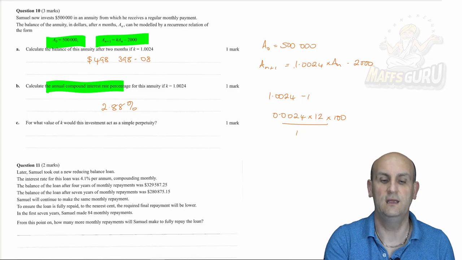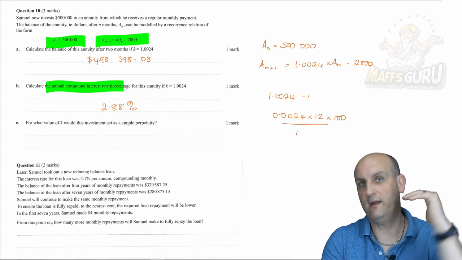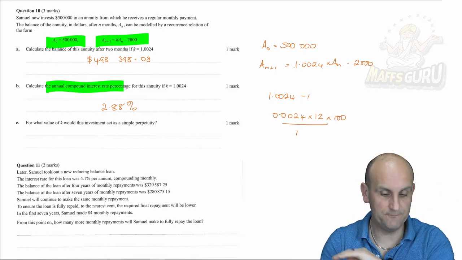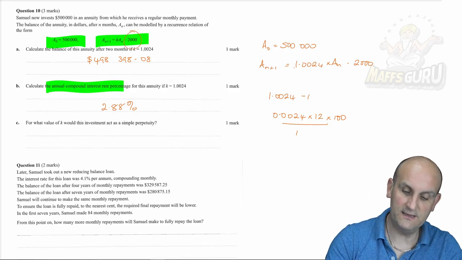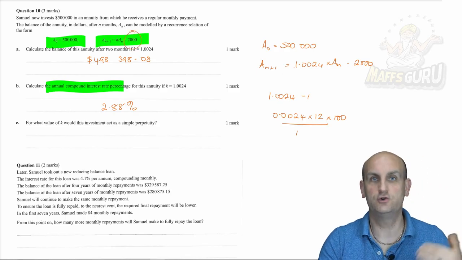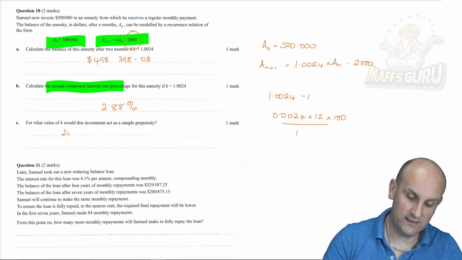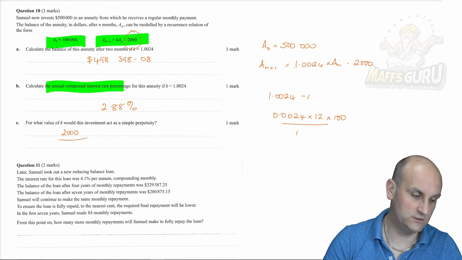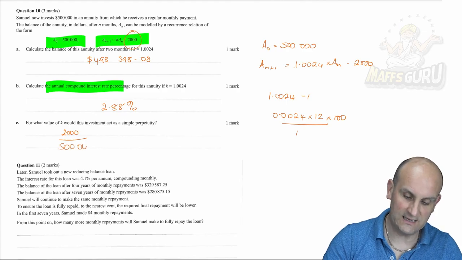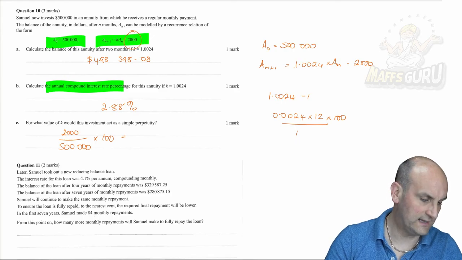All right, for what value of K would this interest act as a simple perpetuity? Now, for perpetuity, basically, if you remember, the amount of money in my account stays the same. So that means my interest would equal $2,000 per month. So I've just got to work out what interest rate would give me $2,000 per month. Well, that's 2,000 divided by how much is in the account, 500,000, and times it by 100 gives me what value of K?